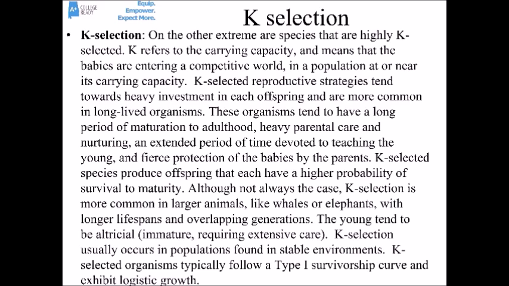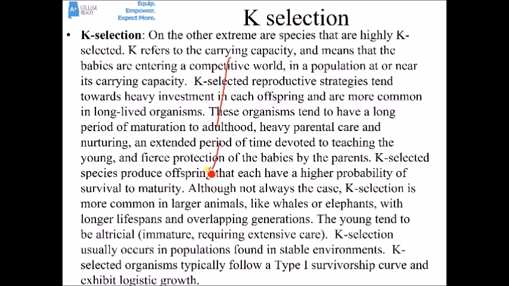Like I said earlier, it's not always true, but typically these organisms are larger animals like whales and elephants and humans that have longer lifespans. The generations overlap, they're alive at the same time. K selection typically is found in environments that are pretty stable. And organisms that are K-selected typically follow a type 1 survivorship curve and oftentimes they exhibit logistic growth.